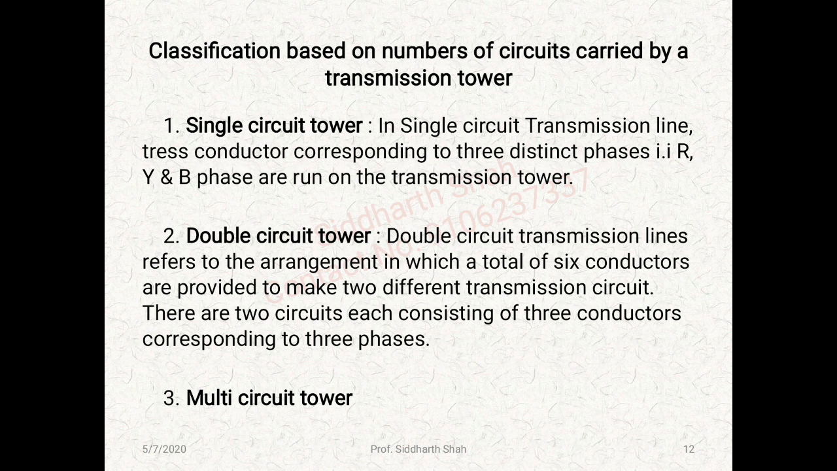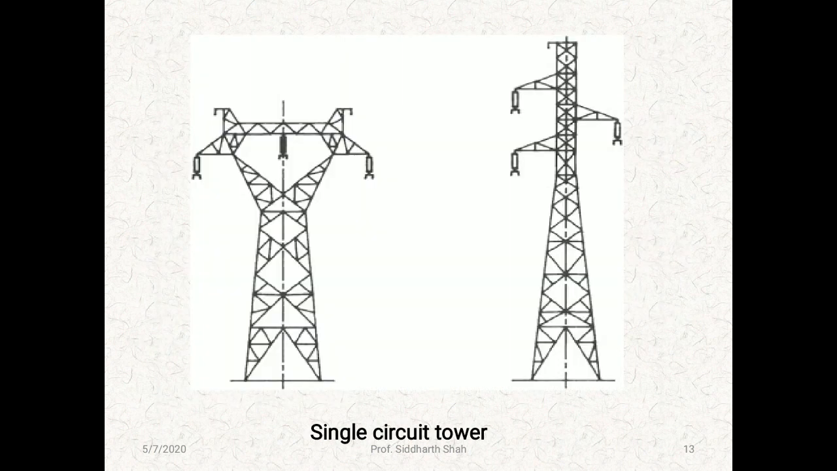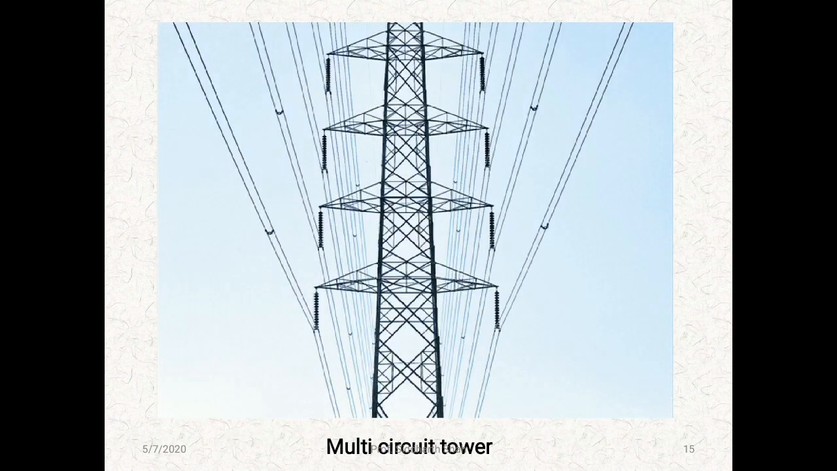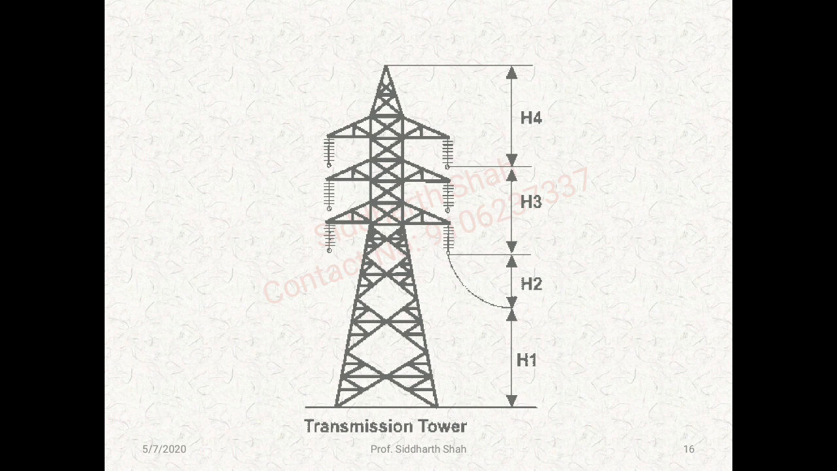Then the double circuit tower. In double circuit tower, there are total 6 conductors, and 6 conductors are provided to make 2 different transmission circuits. There are 2 circuits, each consisting of 3 conductors corresponding to 3 phases. Then the multi-circuit tower. So this one is the single circuit tower, double circuit tower and multi-circuit tower. It is a height configuration of the transmission line tower.